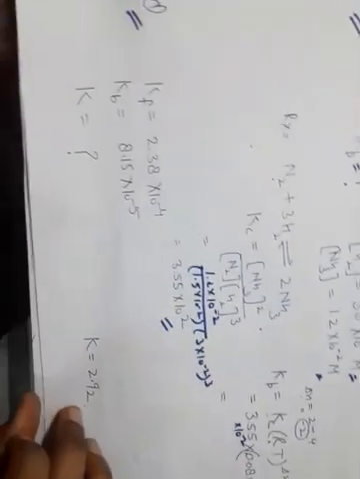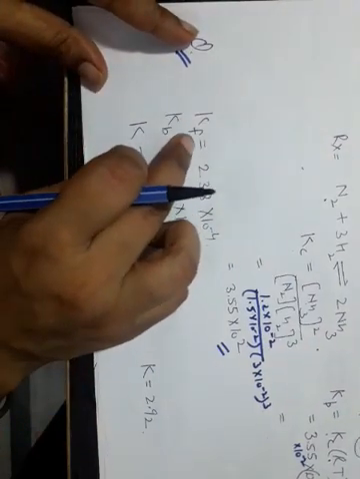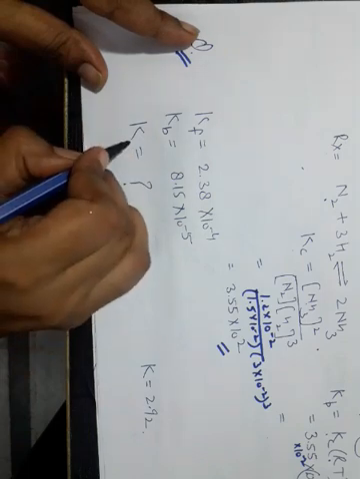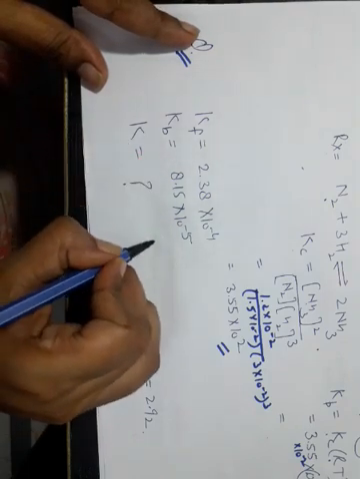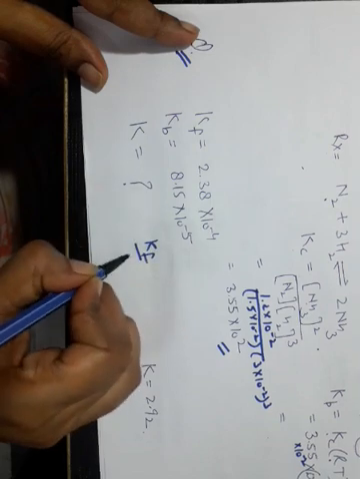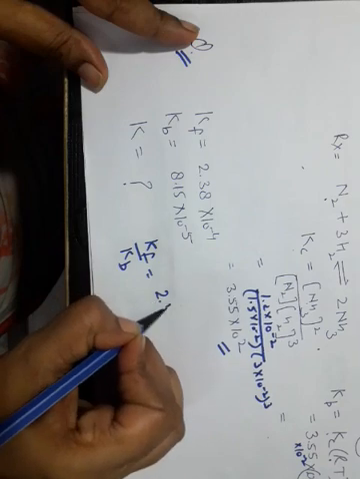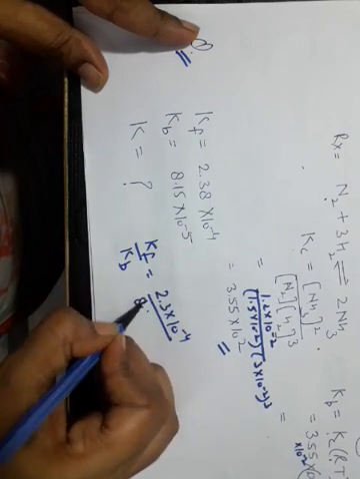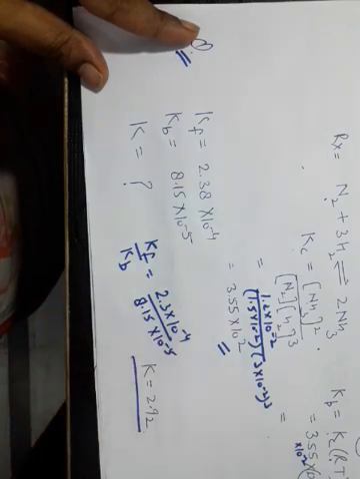The next question. Kf and Kb are given, that means forward direction and backward direction constants are given, and equilibrium constant is asked. As we all know, equilibrium constant is equal to the ratio of Kf over Kb. Place the values and find out your answer, that is 2.92.